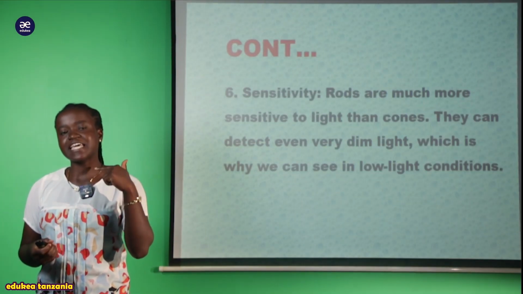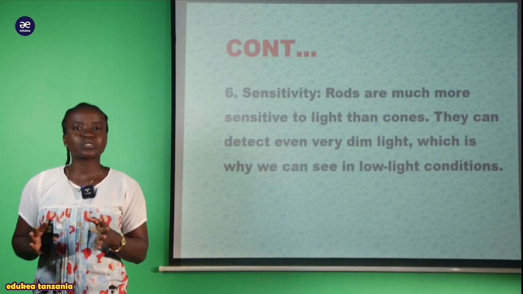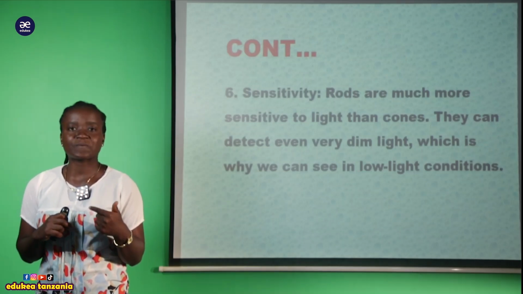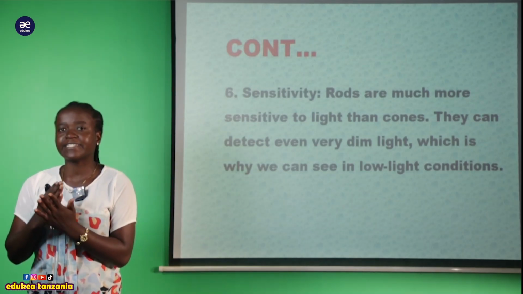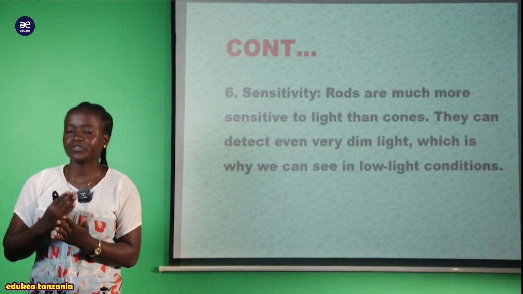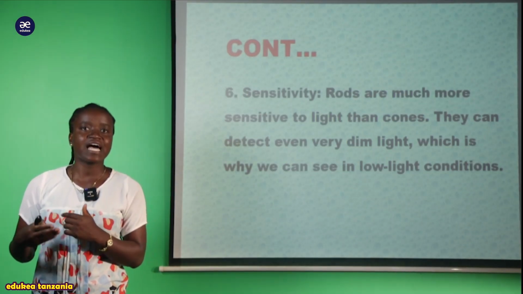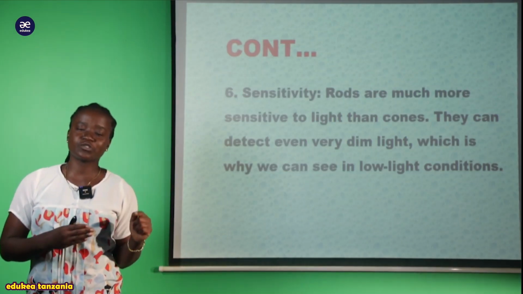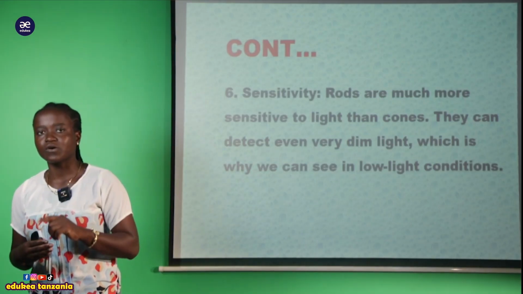That is, the rods, they are highly sensitive to light. Kwa maana kwamba pale ambapo patakuwa tuna mwanga kidogo unaweza ukaona. Kwa sababu gani? It is due to the presence of the rods. And the rods, they are very sensitive to low light conditions. And that is why we have the ability to see in low light or in a dim light. It is due to the presence of the rods that are very sensitive to low light content.